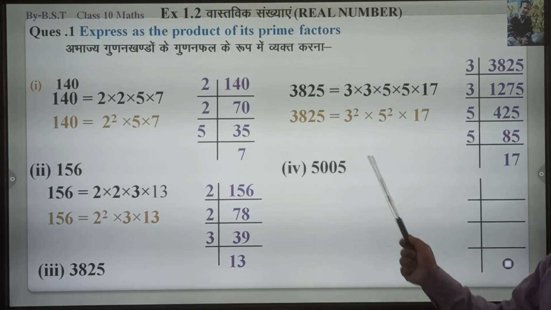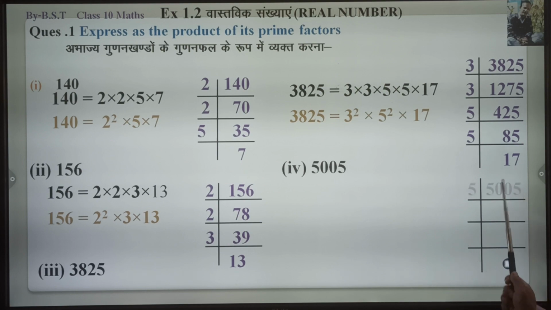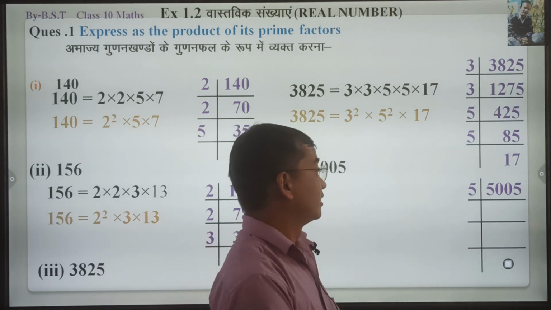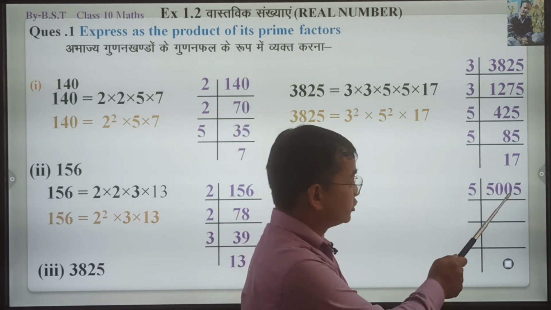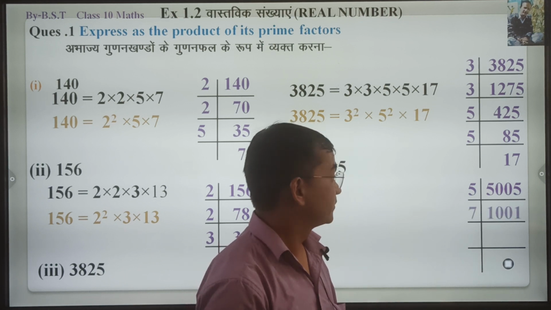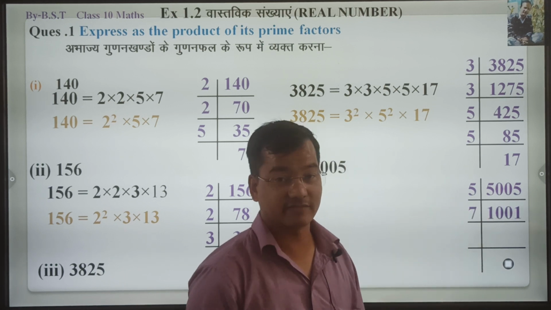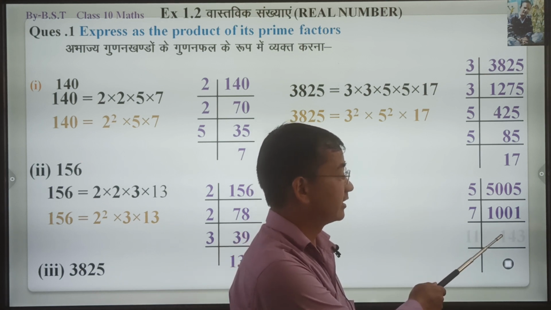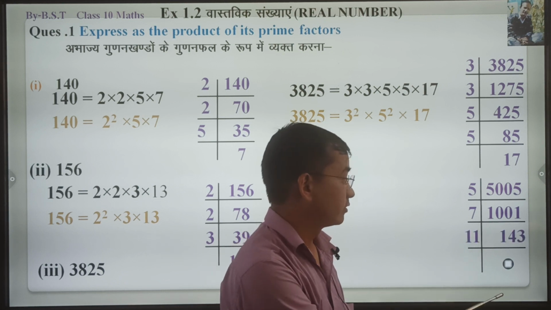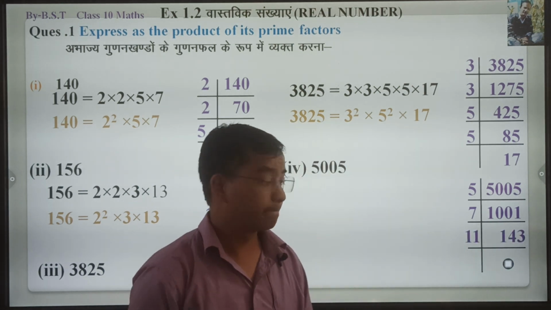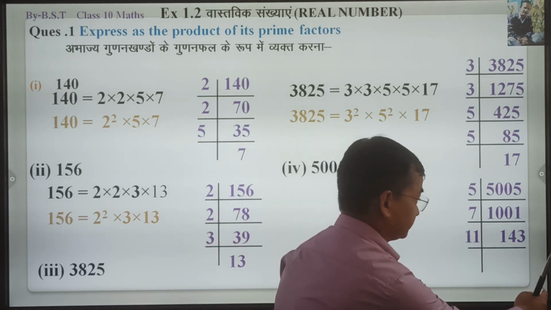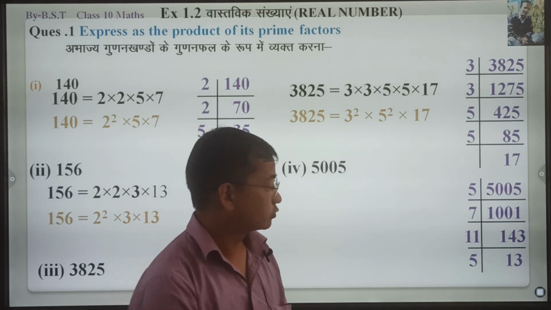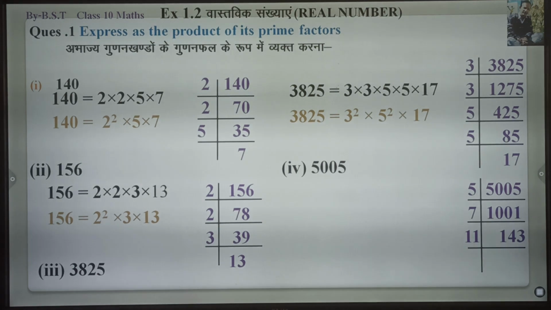5005, very interesting number. 5005, again we see in the ones place there is 5, so it is divisible by 5. 5 1s are 5, 0, 0, 5 1s are 5, 1001. Okay, this 1001 is divisible by 7. 7 1s are 7, 3, 7 4s are 28 and 7 3s are 21. Okay, 143. This 143 is divisible by 11. By dividing by 11 we get 11 1s are 11, 11 3s are 33, giving 13.